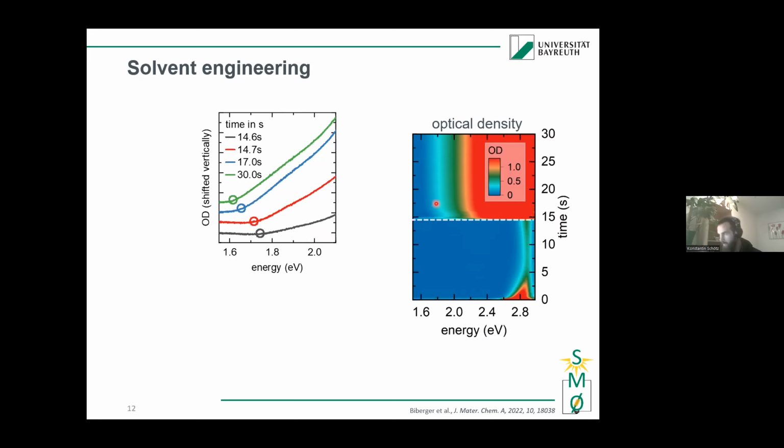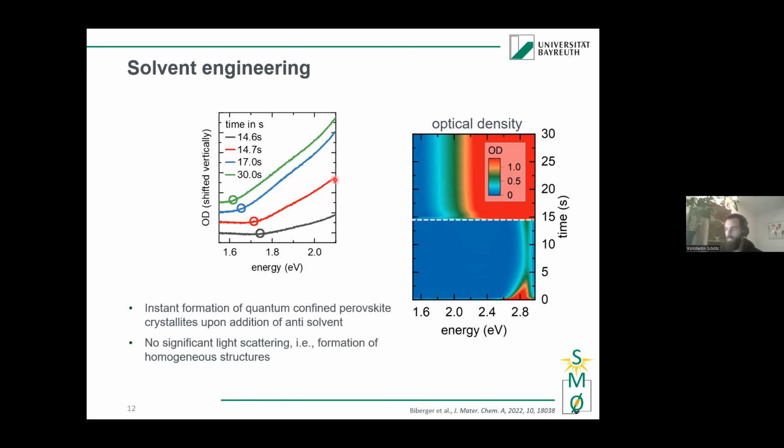Looking at the spectra of the optical density, these are shifted vertically for clarity. These are the first few frames after adding the anti-solvent. We see here a flat baseline, so we have no scattering, then something like a kink, and then an increase of the absorption. So this is the signature of the formation of small quantum confined perovskite crystals with a certain distribution. I think this is quite nice to see. So no scattering, so we have obviously a formation of a quite homogeneous structure.